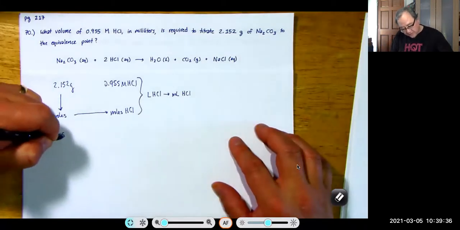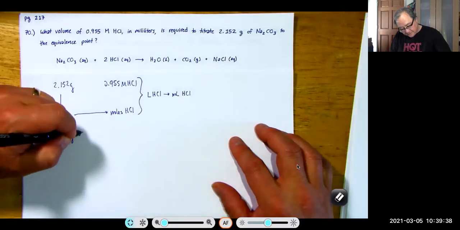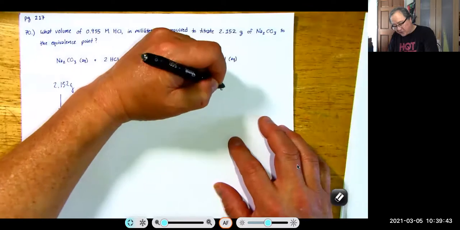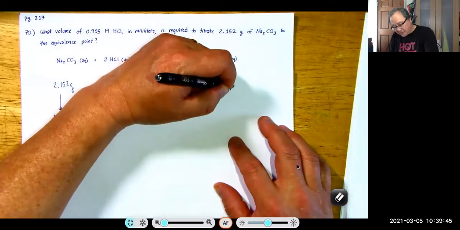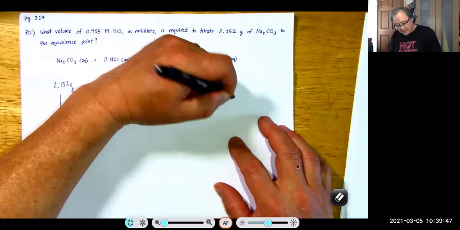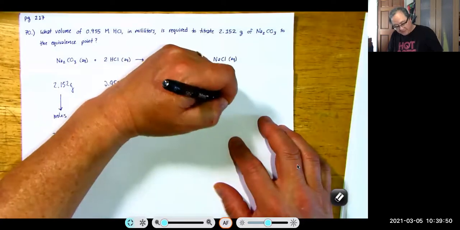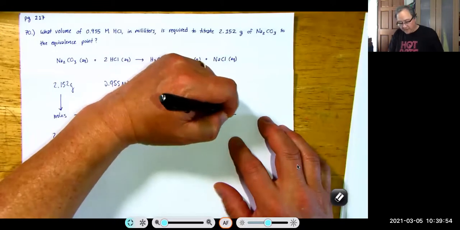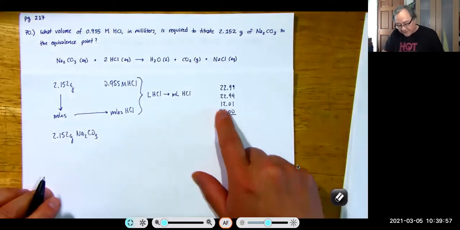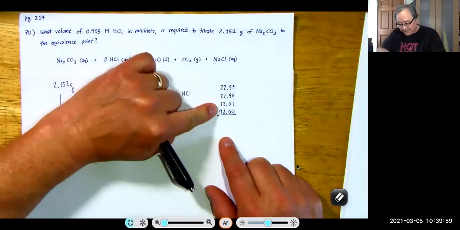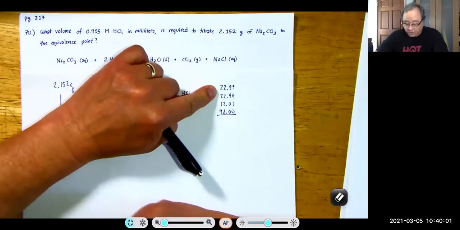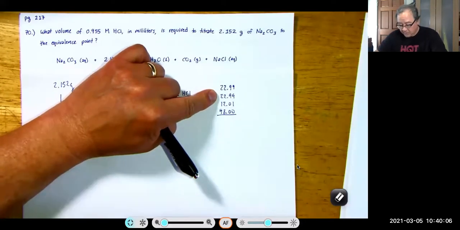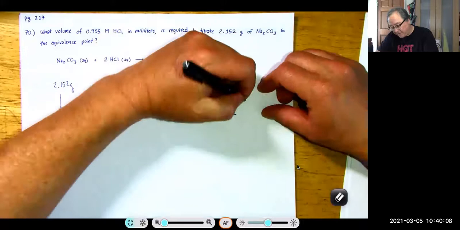2.152 grams of sodium carbonate. Sodium carbonate is 22.99 plus 22.99 plus 12.01 plus 48. So if I add these two numbers together, I get 60. 60 plus 44 is what? 104 plus almost two more, so that's 105.01.